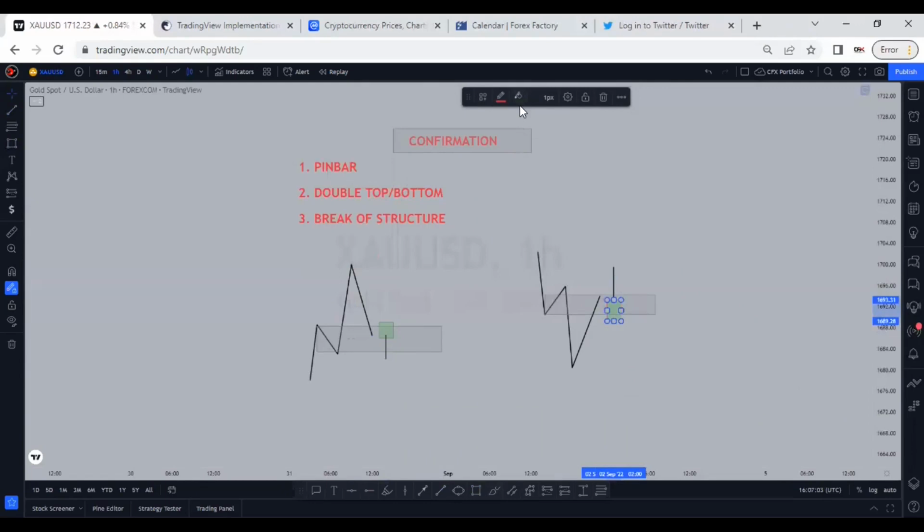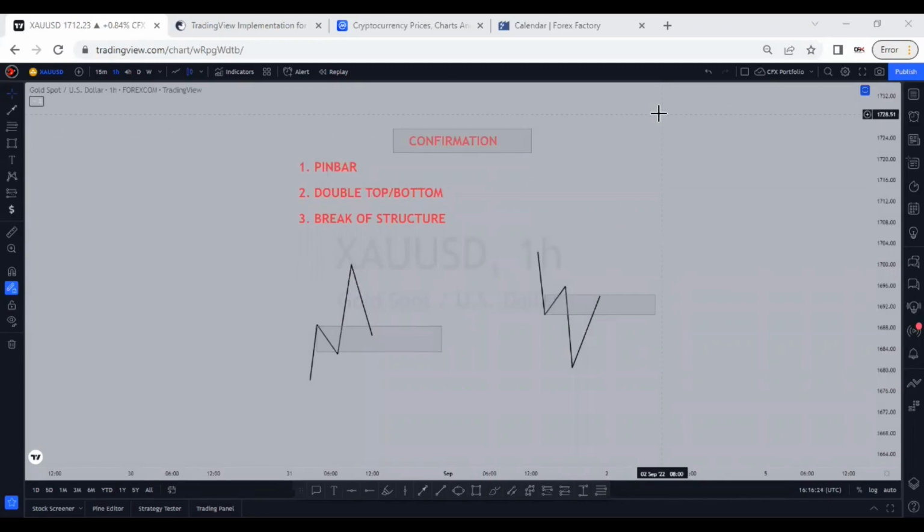Let me change the color to red. We make sure it has a wick at the top. This is our confirmation candle to execute. Normally, for the pin bar, I look for it when I am trading a continuation pattern, like when the market is trending and I want to just continue with that trend.